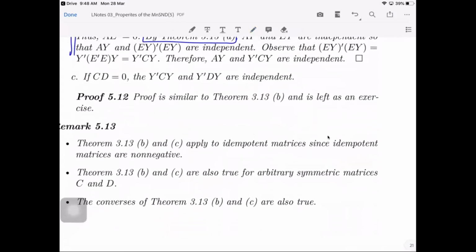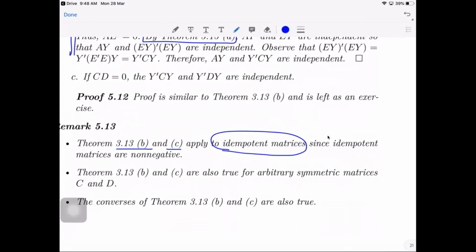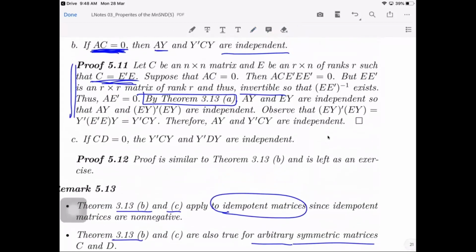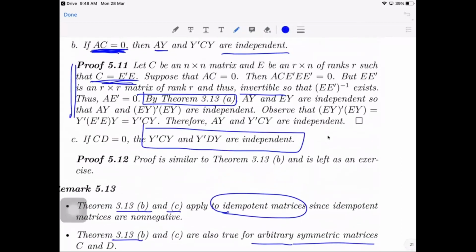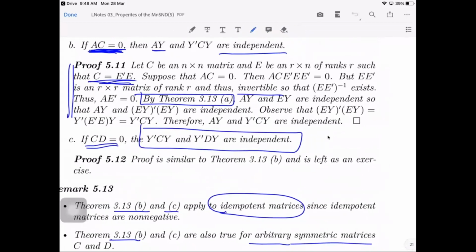These theorems only apply if you have idempotent matrices. Theorem 13.B and C also apply for arbitrary symmetric matrices C and D. And the converse of these are also true. That means if you have two estimators that are independent, then you can show that C times D is 0. So these estimators are in quadratic forms.